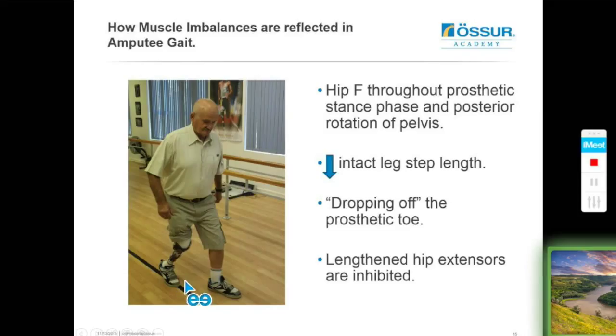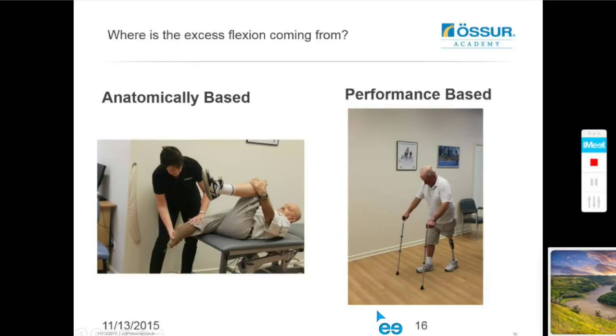He's only able to take a decreased intact step length. He's dropped off his prosthetic toe in knee flexion as well because he hasn't been able to get that hip forwards. And his hip extensors are in a very lengthened position there. So they're in a position where they're not going to be able to contract strongly and extend that hip and bring that pelvis forwards to get a better step length and forward progression onto the intact leg.